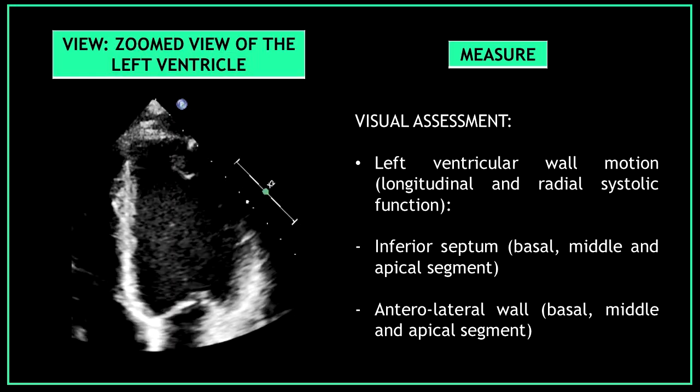Now obtain a zoom view of the left ventricle and visually assess the longitudinal and radial systolic function of the left ventricular walls. Analyze the wall motion of the inferior septum and anterolateral wall. Check for any regional wall motion abnormalities of the basal, middle, and apical segments.